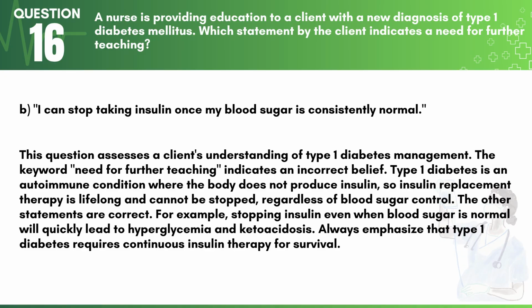The other statements are correct. For example, stopping insulin even when blood sugar is normal will quickly lead to hyperglycemia and ketoacidosis. Always emphasize that type 1 diabetes requires continuous insulin therapy for survival.